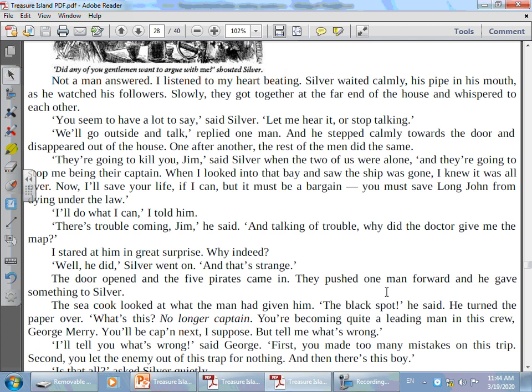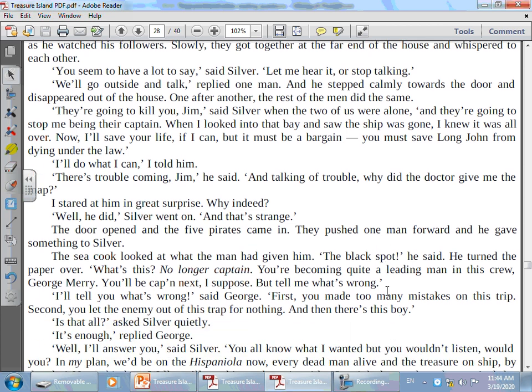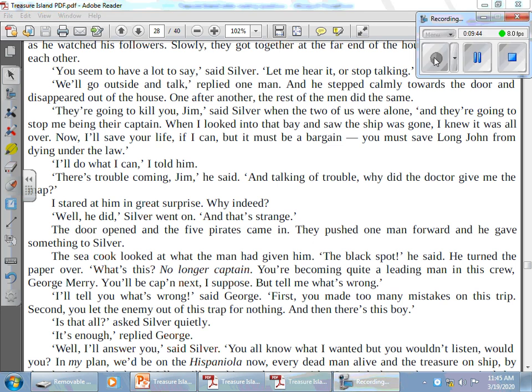"They're going to kill you, Jim," said Silver, when the two of us were alone. "And they're going to stop me being their captain. When I looked into that bay and saw the ship was gone, I knew it was all over. Now I will save your life if I can. But it must be a bargain. You must save Long John from dying under the law." "I'll do what I can," I told him.